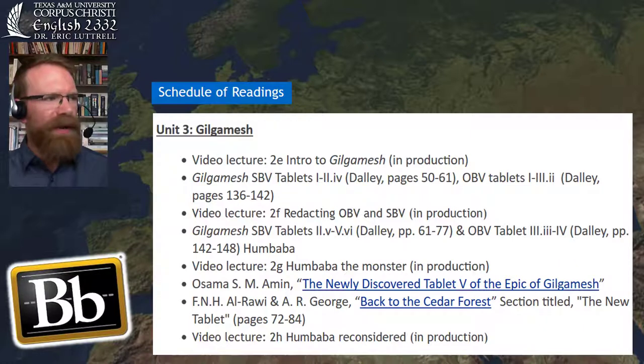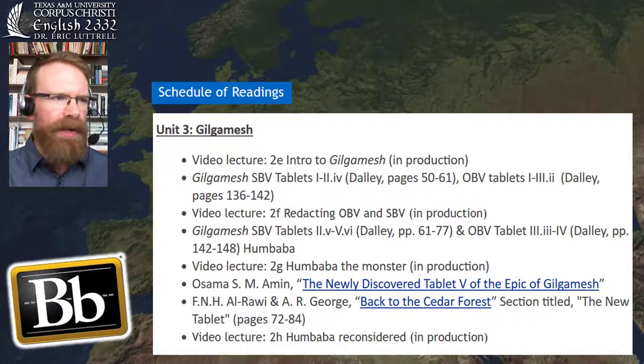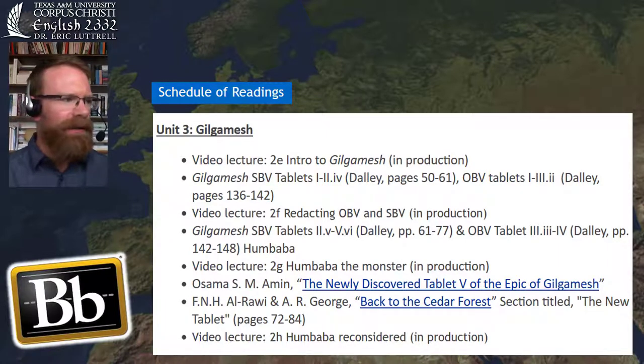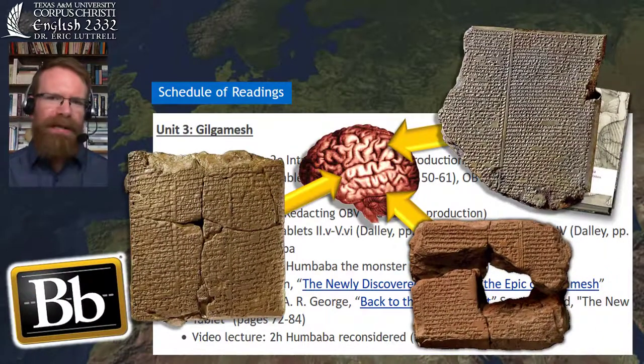Read Gilgamesh Standard Babylonian Tablets 1 through Tablet 2, Column 4, and that's in Stephanie Dalley's Myths of Mesopotamia, pages 50 to 61. Then switch over to page 136 and read 136 through 142. And that's the old Babylonian version, Tablet 1, Tablet 2, and up to Tablet 3, Column 2. Then go back to the standard Babylonian version, read 61 to 77, then go to the old Babylonian version and read 142 to 148.